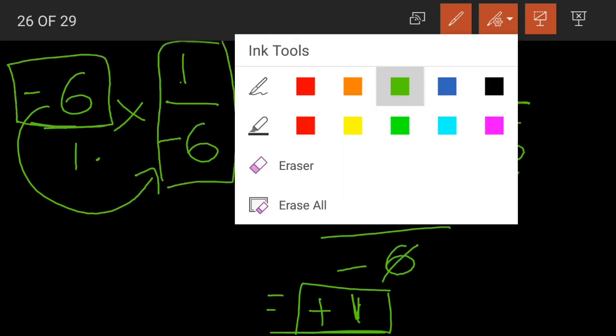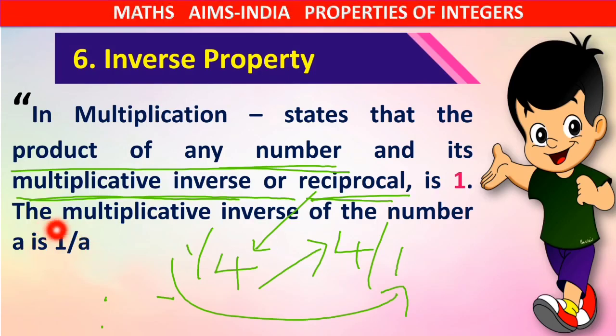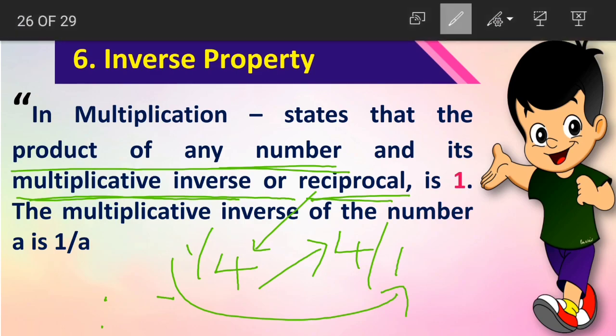Okay, class, clear? The multiplicative inverse of a number is, not minus 1 by a, sorry, 1 by a. The multiplicative inverse of the number a is 1 by a. When we multiply a with its multiplicative inverse 1 by a, we get the answer 1.